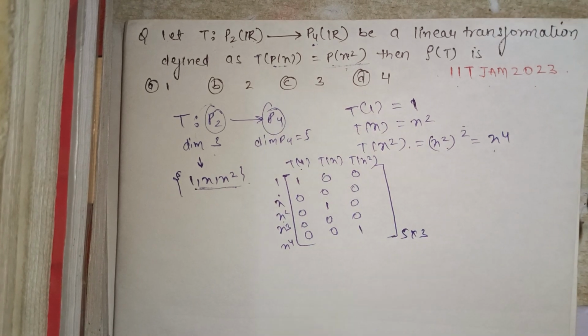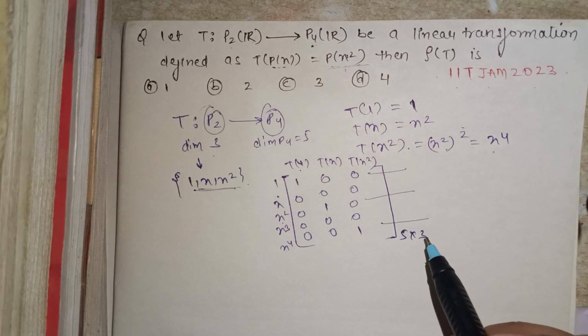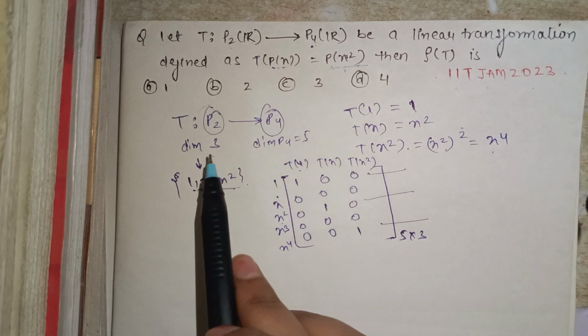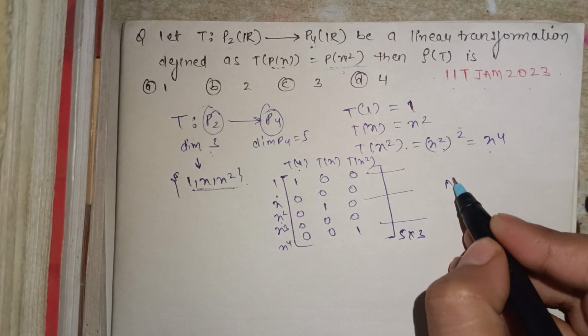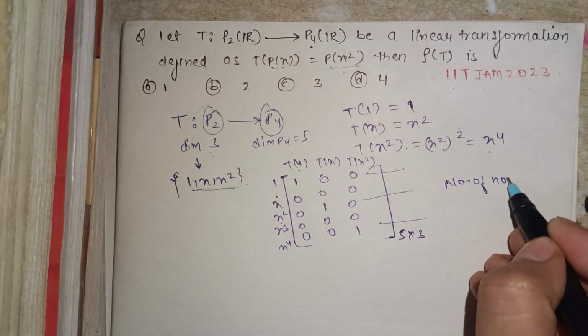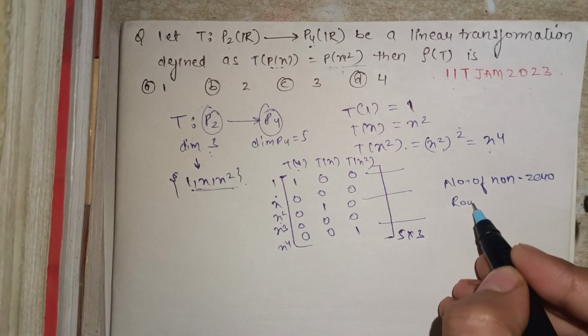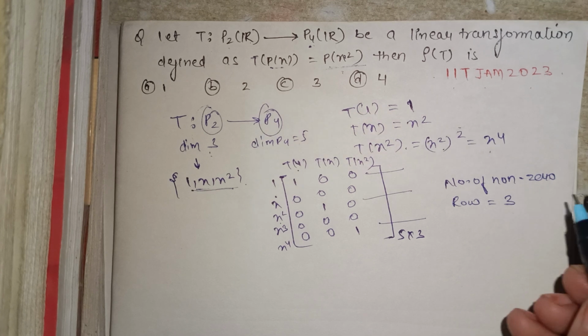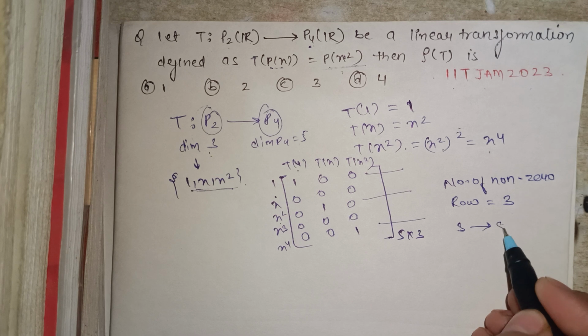So here we see the non-zero rows are this row, this row and this row. So there are 3 non-zero rows, and the mapping is from 3 to 5. So the number of non-zero rows is equal to 3. And this linear transformation is from dimension 3 to dimension 5.